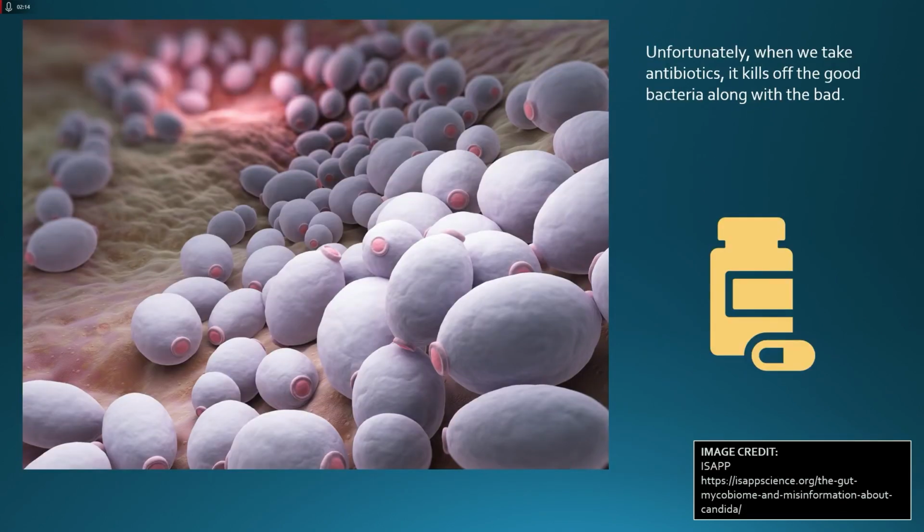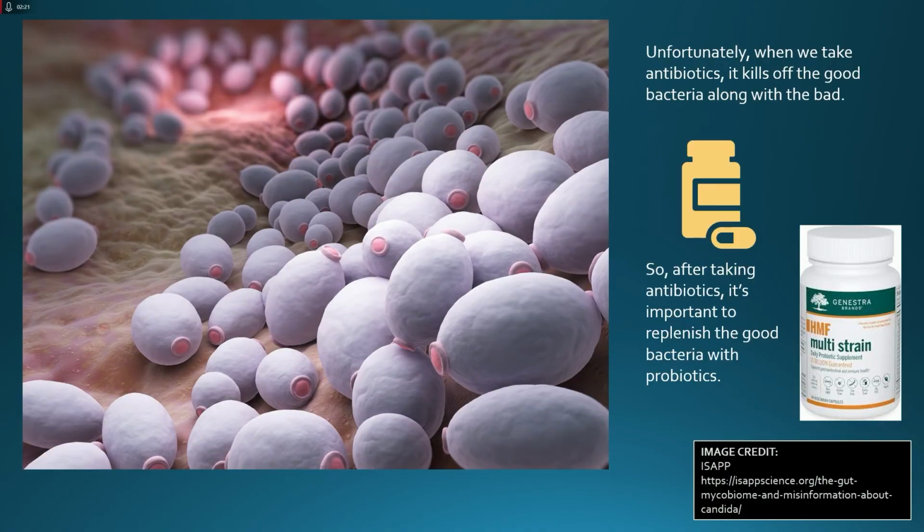Unfortunately, when we take antibiotics, it kills off the good bacteria along with the bad. So after taking antibiotics, it's important to replenish the good bacteria with probiotics.